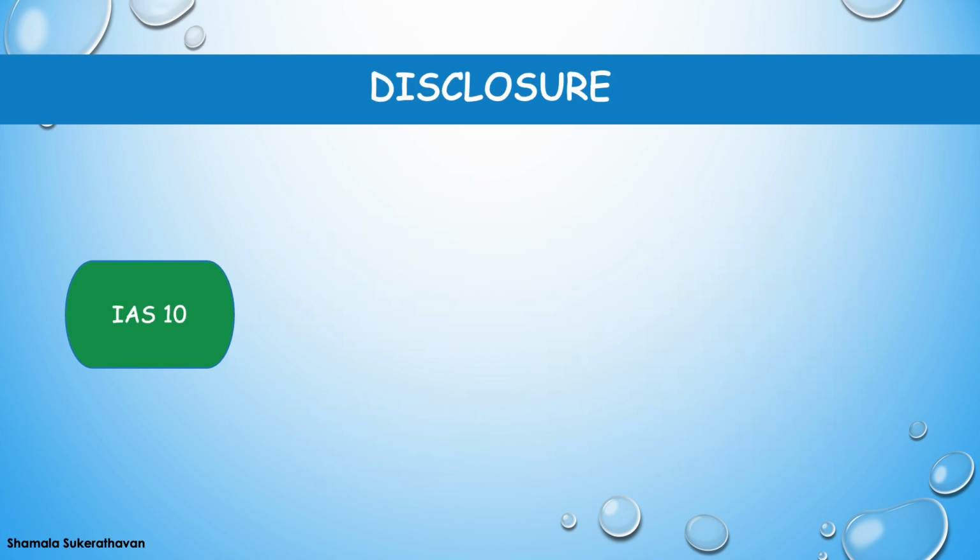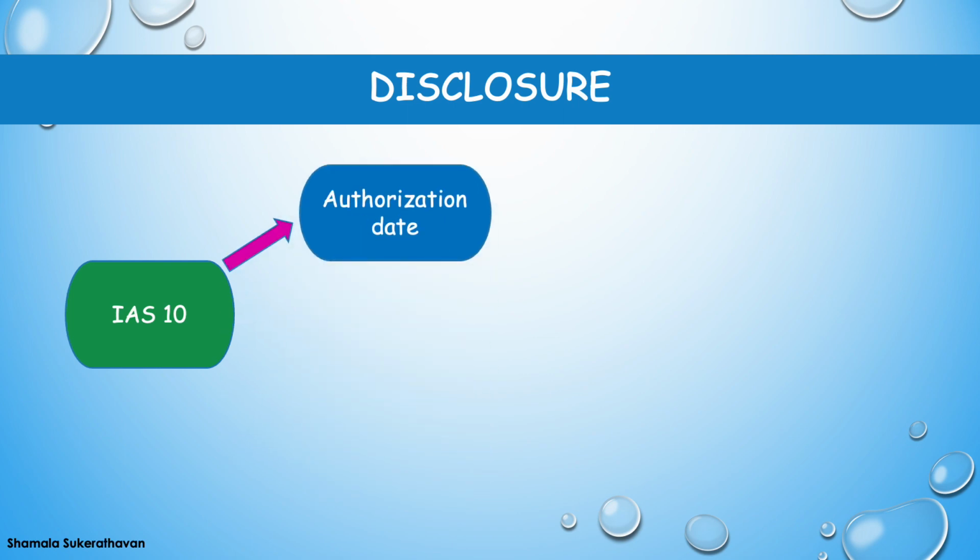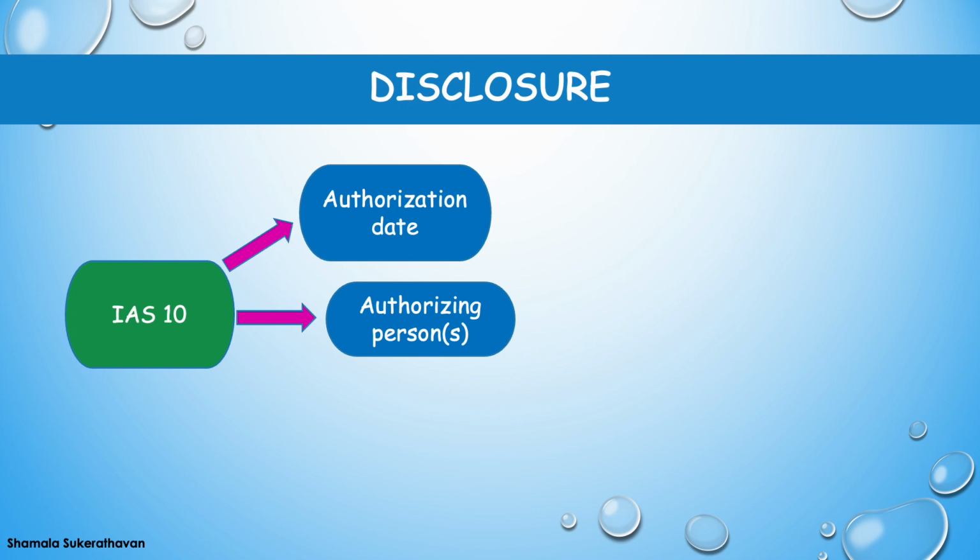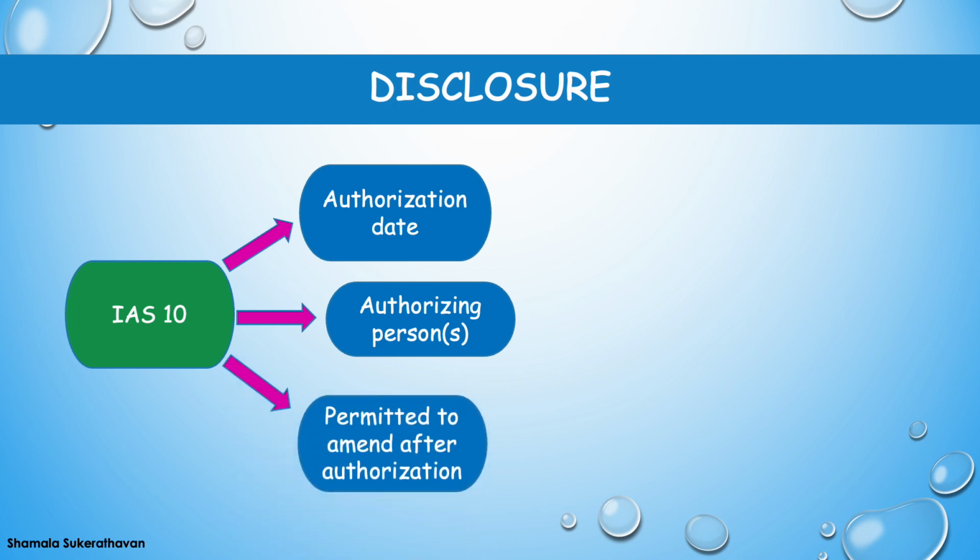IAS 10 requires an entity to disclose the date when the financial statements were authorized for issue and who gave the authorization. Also, if the entity's owners or others have the power to amend the financial statements after issue, this shall also be disclosed.